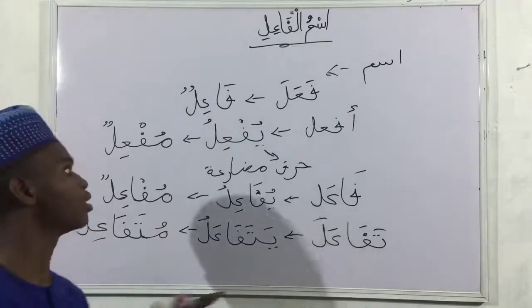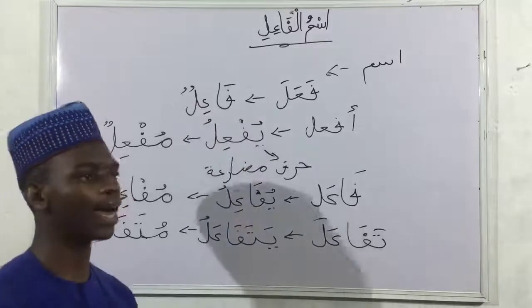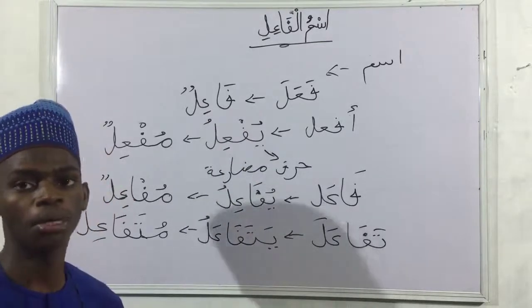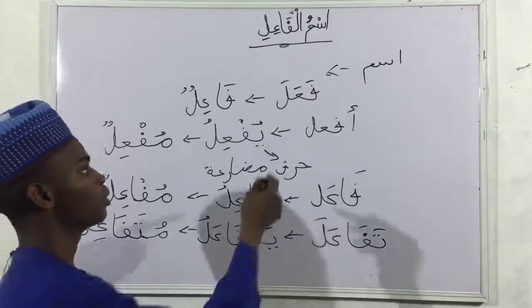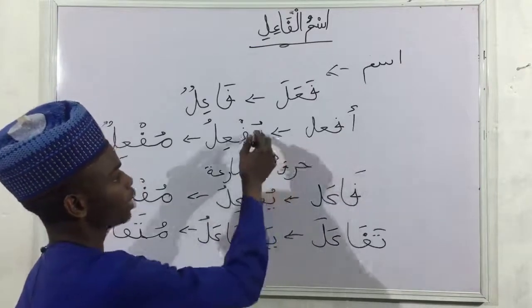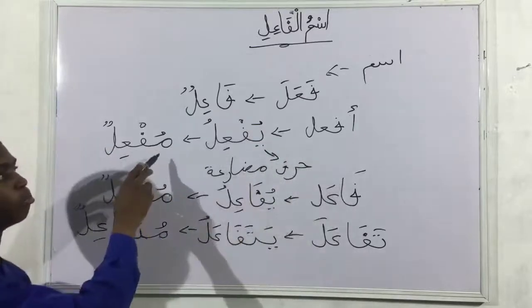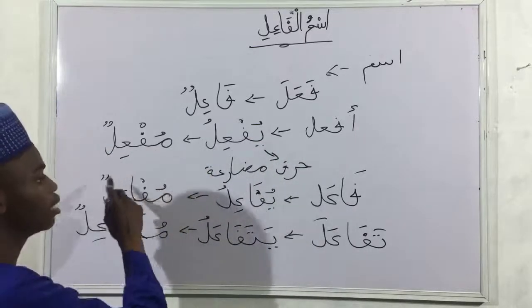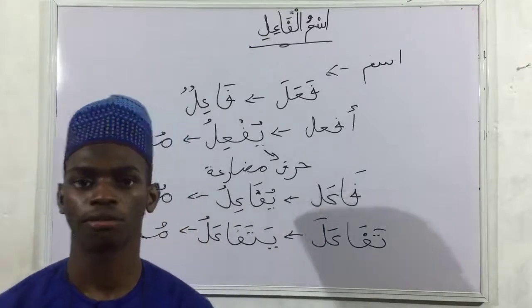If it is in thulathi, it is going to take the shape of fa'il. But if it is in rubai or any other shape above that, we turn it to mudari', then we replace the harf al-mudari' with a mim dhamma, and the second to the last letter we give a kasra. So that is how we arrive at ismul fa'il.